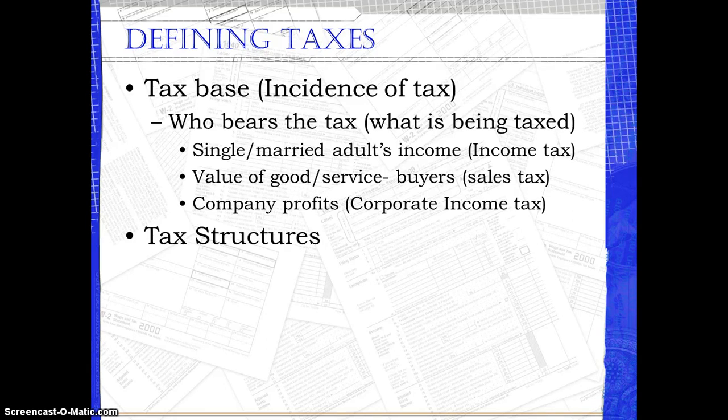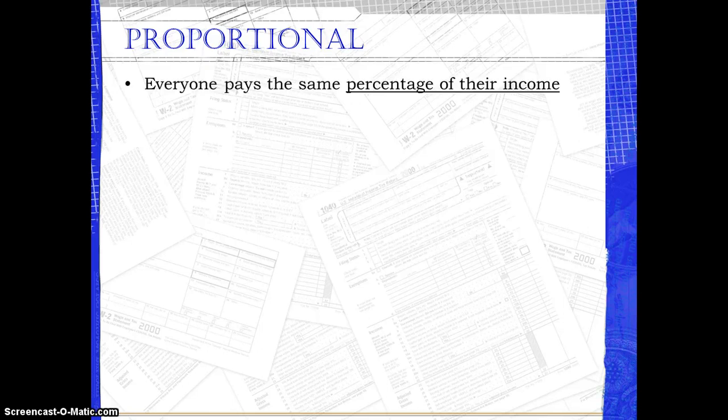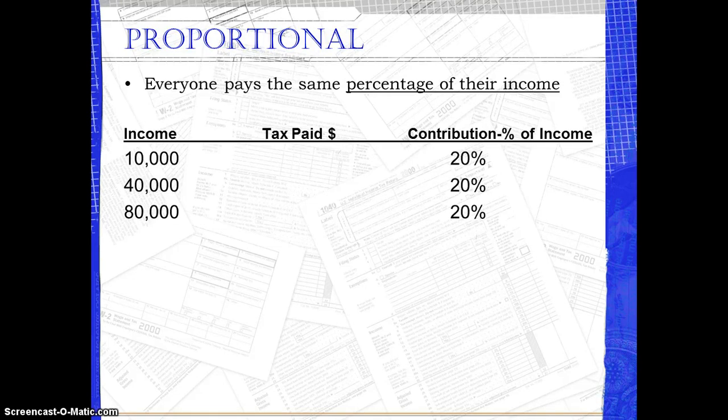Every tax base functions under a different tax structure. The tax structure is how a particular tax is collected. There are many different types of tax structures, but we will focus on a few of the very basic ones. The first one is understanding proportional tax. Proportional tax is a tax when everyone pays the same percentage of their income. So for example, if your income is $10,000, you pay 20% of your income, $40,000, 20%, $80,000, still pay 20%.